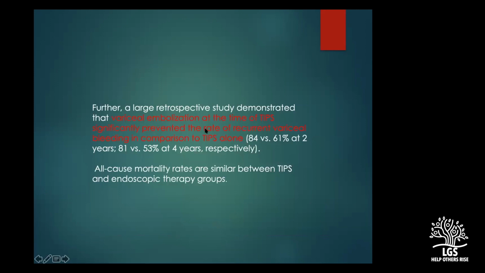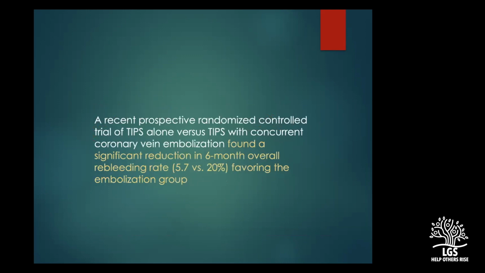So there's a large retrospective study which shows that variceal embolization at the time of TIPS significantly prevented the rate of recurrent variceal bleeding in comparison to TIPS alone. So this is what they say. And again, they found that a prospective randomized RCT on TIPS alone versus TIPS with concurrent coronary vein embolization found a significant reduction in the 6-month overall rebleeding rate, favoring the embolization group.